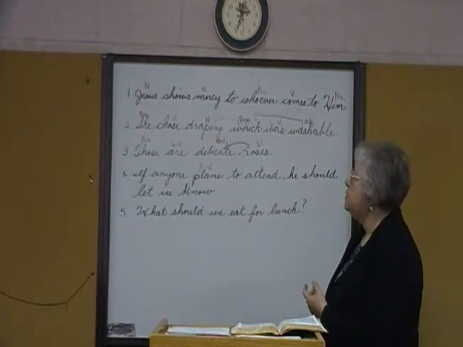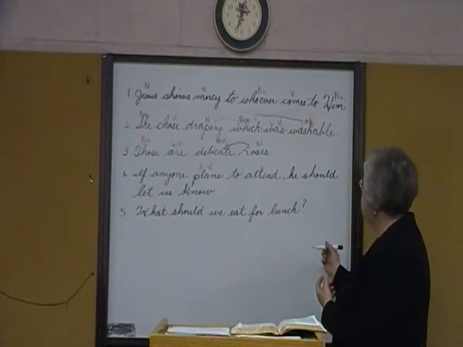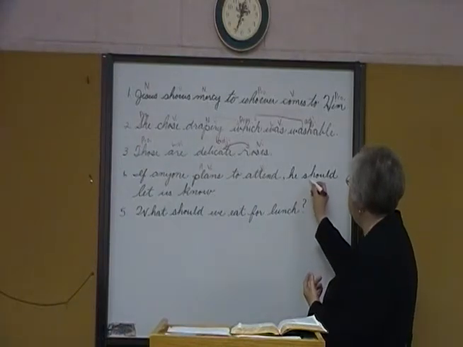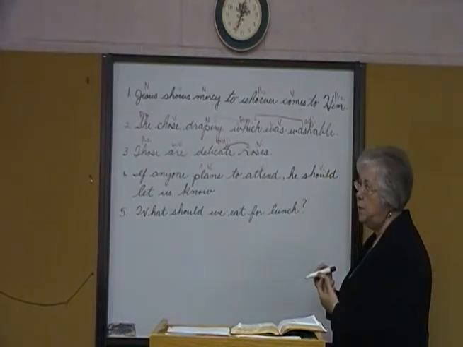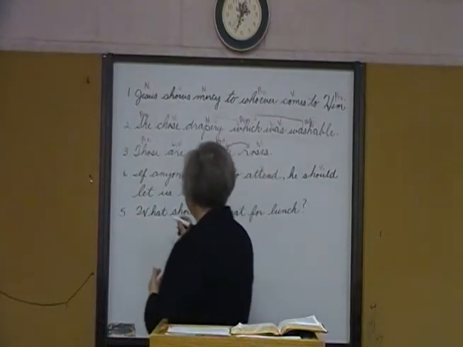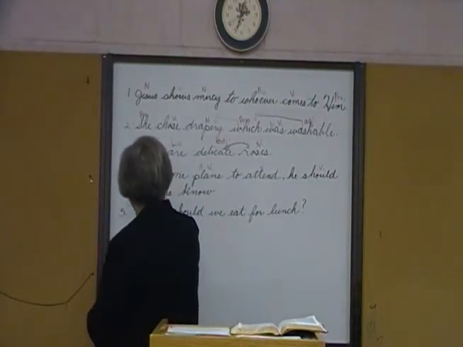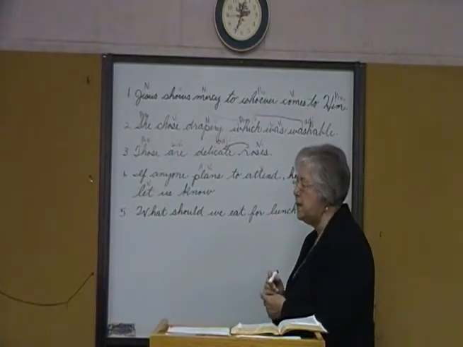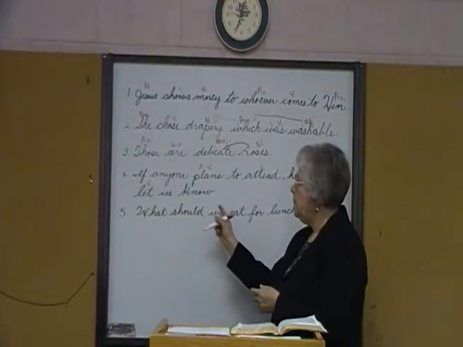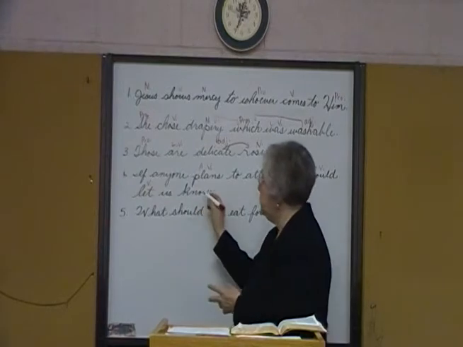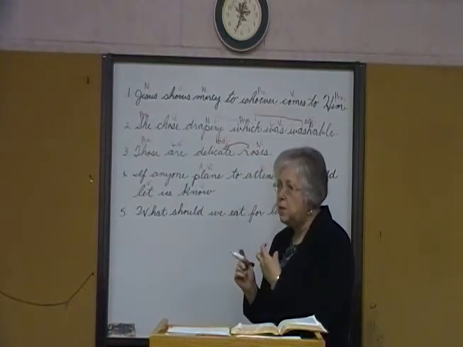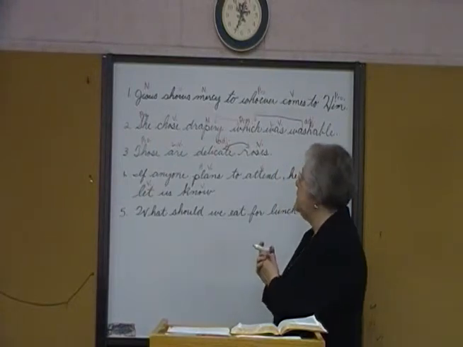He should let us know. All right. Should is a verb, helping verb. Let is a verb, and it's an action verb. Now, know is also a verb, but again, it's used as a different type of sentence part. It's not the main verb.